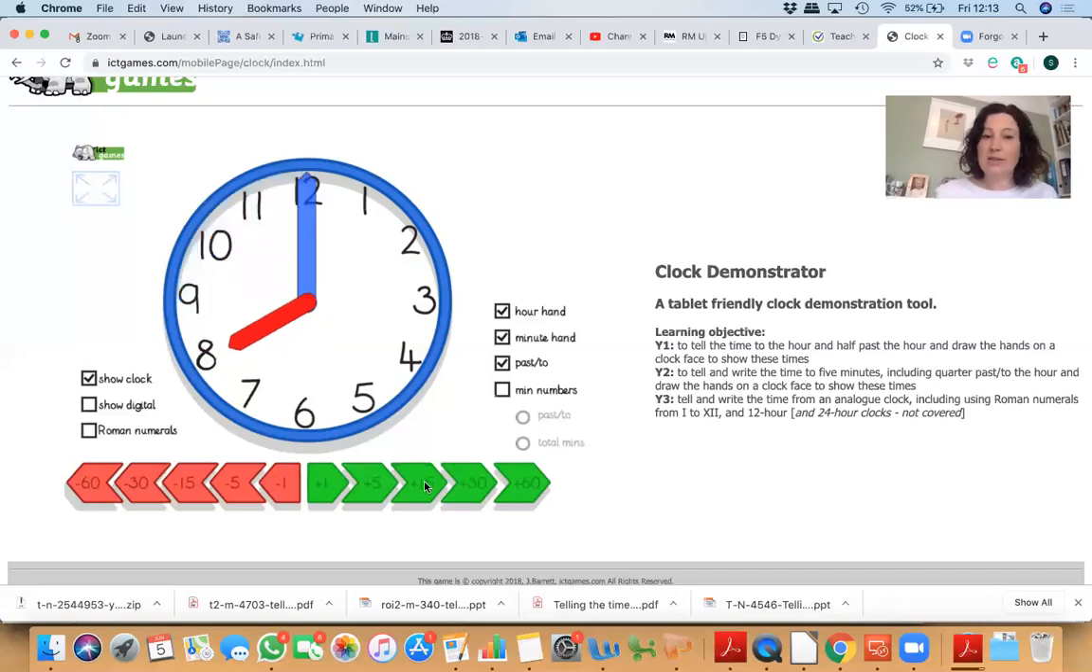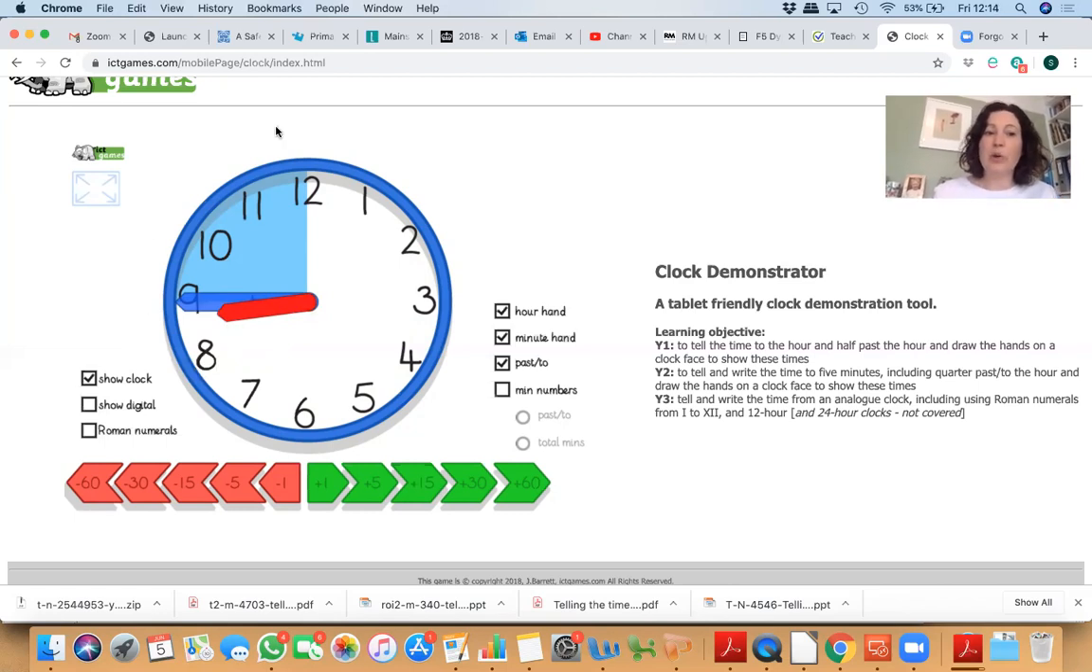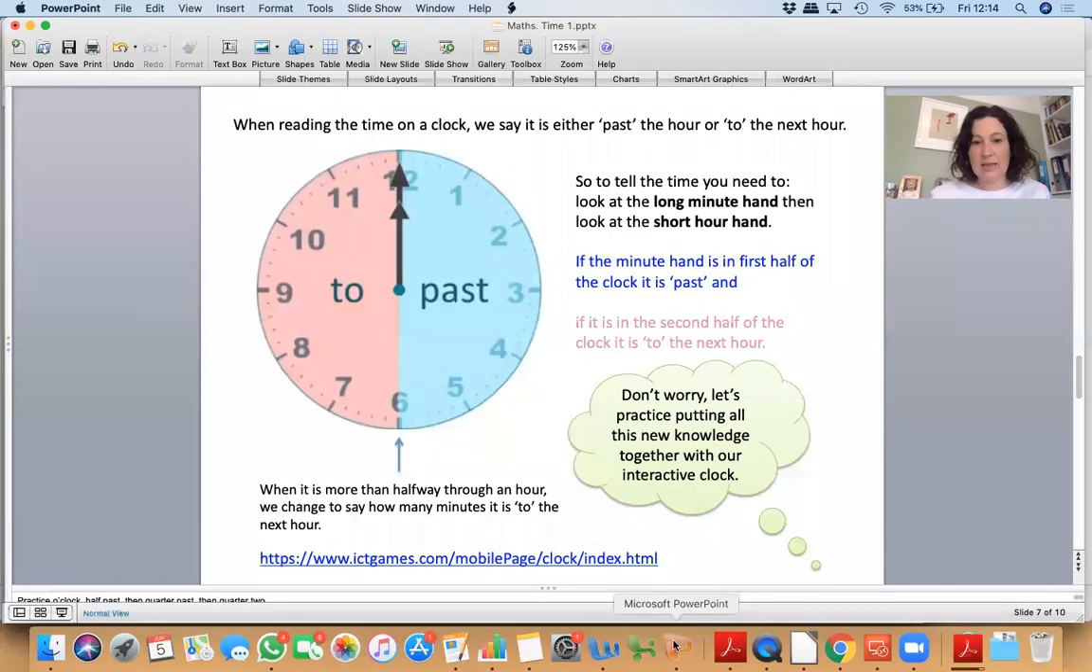8 o'clock, quarter past 8, half past 8. It's travelled halfway around. And now it's going into the second section of the clock. So we've got a quarter left to travel. The hour hand is almost at the 9. So it's a quarter to 9. 9 o'clock.